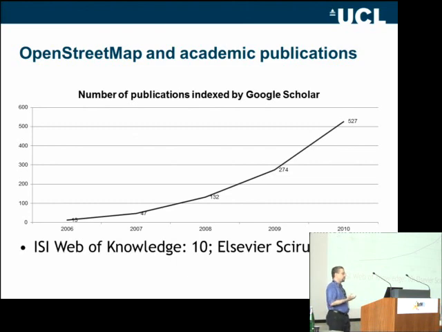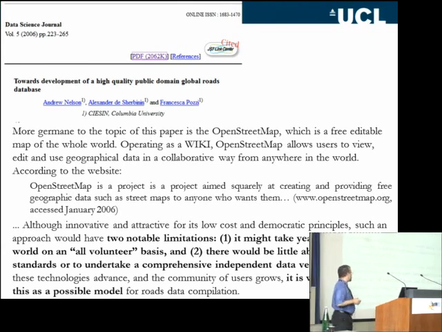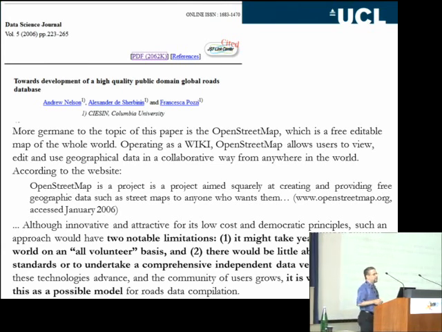The more professional and more discerning search engines, Web of Knowledge and Elsevier Scirus, are both now showing papers about OSM. That's probably the first ever paper that talked about OSM. It appeared in 2006, and thanks to the practices of academic citation, you see that they visited the website in January 2006, so fairly early on.